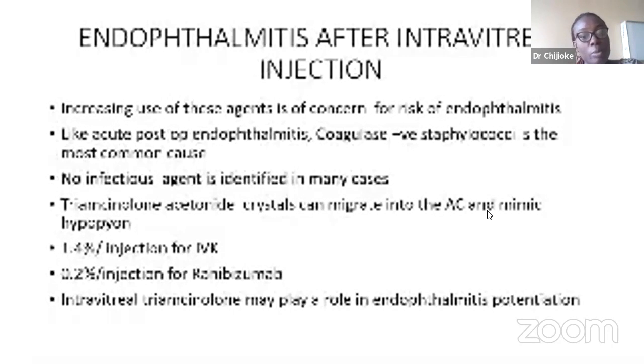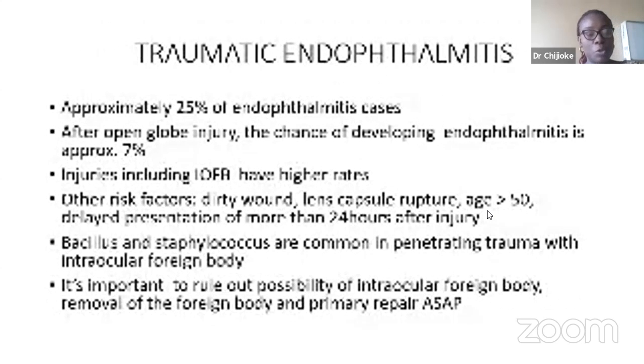Intravitreal triamcinolone may also play a role in endophthalmitis potentiation. It is a steroid, and the side effects and aftermath effects of steroid too. Traumatic endophthalmitis accounts for approximately 25% of endophthalmitis cases. After open globe injury, the chance of developing endophthalmitis is approximately 7%.